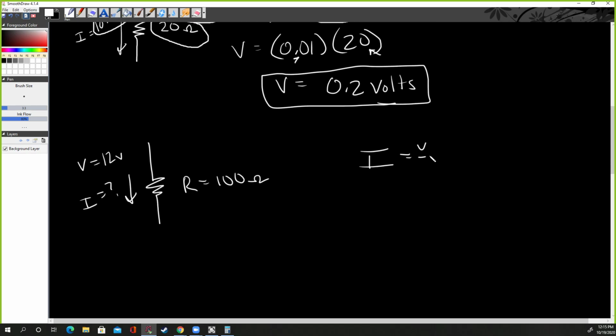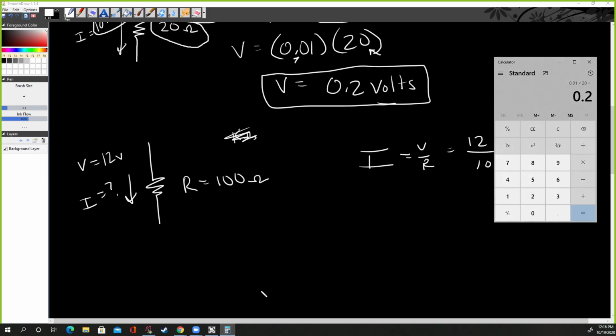I equals V divided by R. And notice that my volts is already in volts, so I can just put 12. It's not millivolts or megavolts or nothing weird. My resistance is not kilo ohms. Careful with that. If you see kilo ohms, you're going to have to times it by 1,000, okay? So it was not, so we just divided by 100.